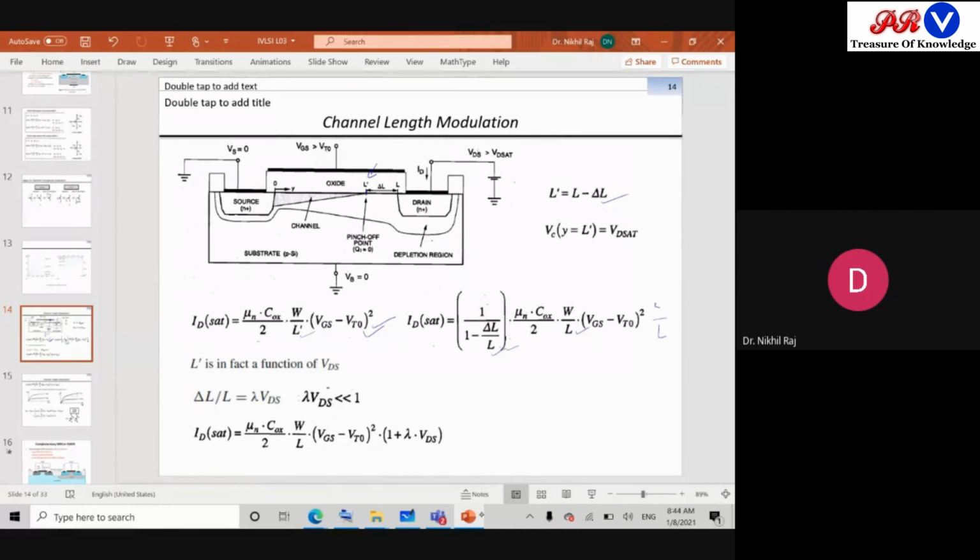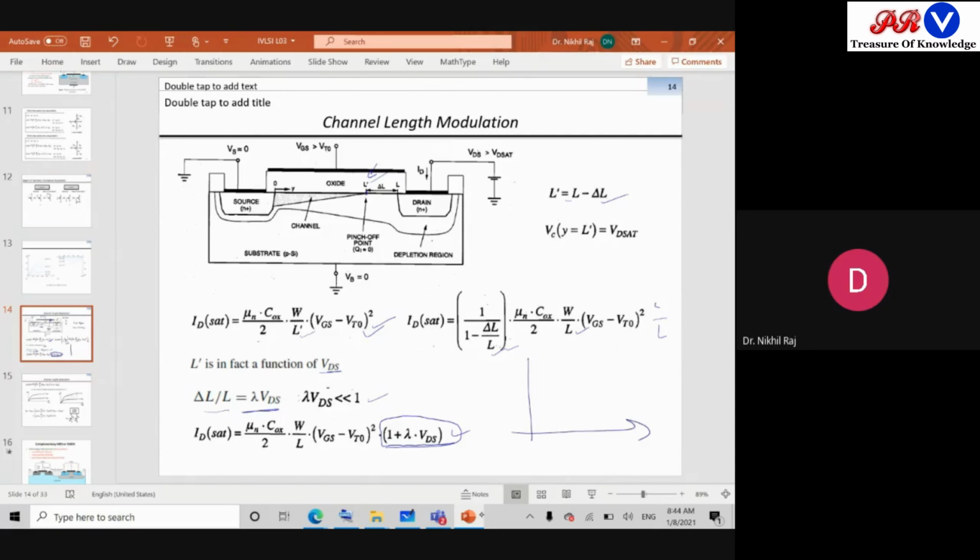Now since we know that this delta L came into the picture due to the VDS value, it is a function of VDS. So delta L by L is replaced by a factor called lambda VDS, where this lambda will be very, very less than 1. Then substitute this lambda VDS here and you will get it in this form. So this is the new current equation where the excess term comes, that is 1 plus lambda VDS.